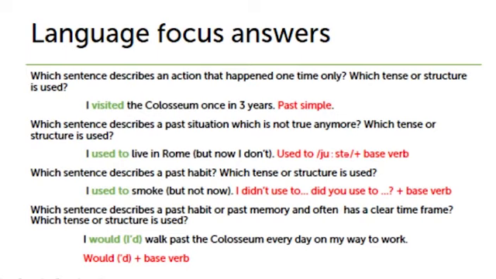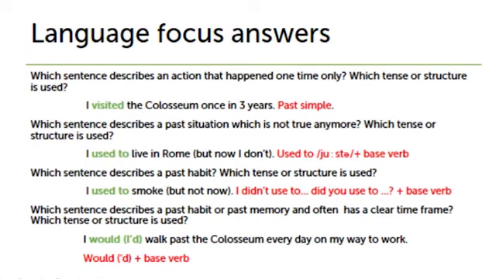Which sentence describes a past habit? And here we've got, I used to smoke, but not now. Okay, so our past habit, which is no longer true. I used to smoke, but not now. I didn't used to smoke. Did you used to smoke? Are the negative and interrogative forms.